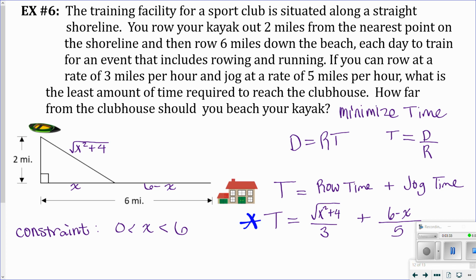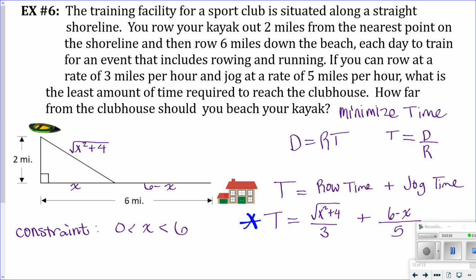The total time it's going to take us is going to be the row time, which is row distance divided by rate of row, plus the jog time, the jog distance divided by the rate at which you can jog. And then over here I wrote down that the constraint for x would be 0 is less than or equal to x, or 0 is less than x, which is less than 6.